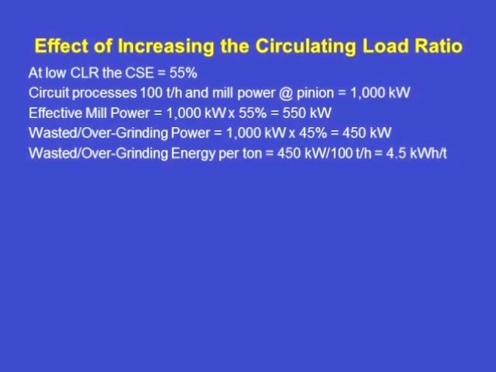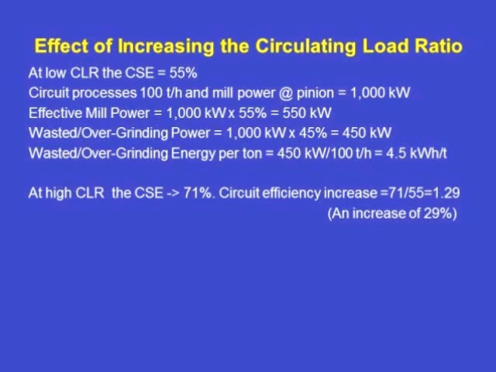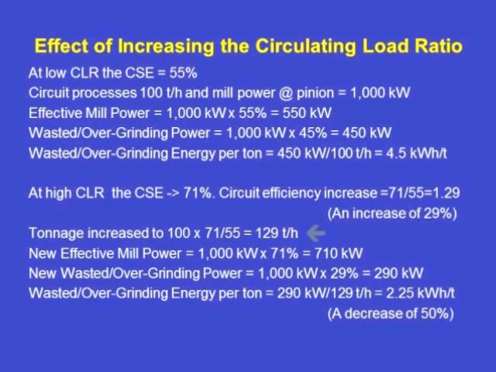So if we increase the circulating load to 71%, the circuit efficiency increases by 1.29. Okay? And our tonnage is increased to 129. Our new effective mill power is 710 kilowatts, simply 71% instead of 51%.